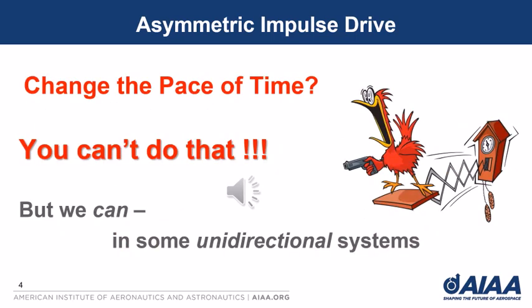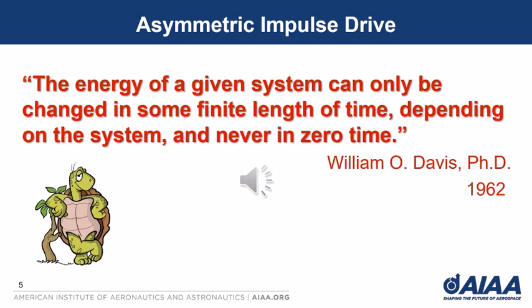Change the pace of time? You can't do that. But we can in some unidirectional systems. The energy of a given system can only be changed in some finite length of time, depending on the system, and never in zero time. William O. Davis, 1962.